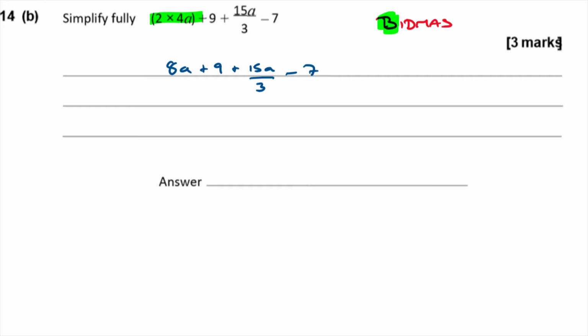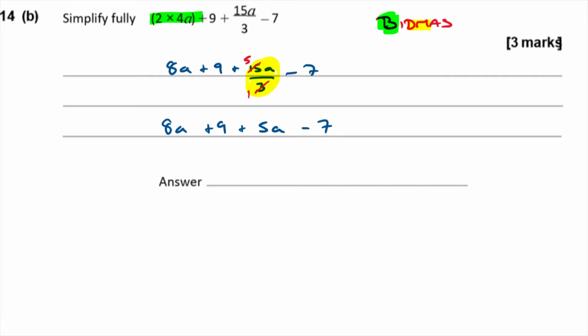Okay. Then what? Indices, no indices. Next comes division, multiplication. So I've got some division here that I need to do next. 15a divided by 3. 3's into 15 go 5 times. So that leaves me with 8a plus 9 from before, and now I've got 5a there minus 7.